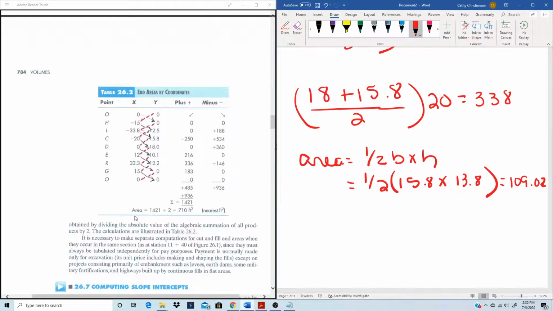So that's a quick overview of simple figures and then area by coordinates. So if there's any other questions on these problems and you want help, just shoot me an email and we'll work it out.